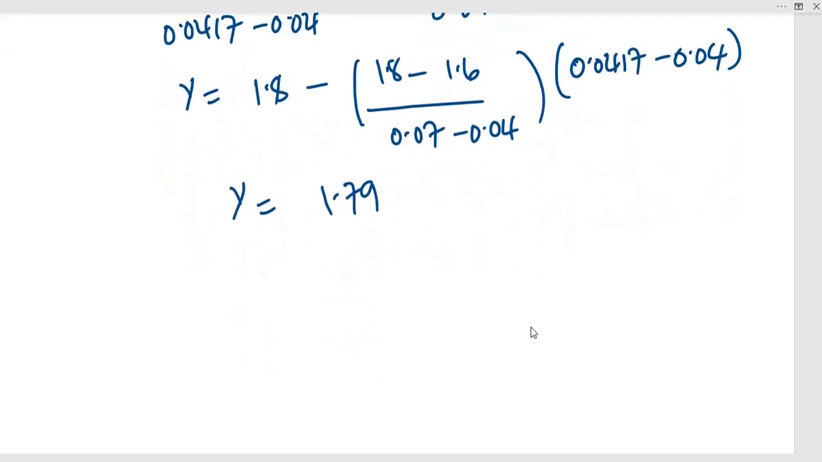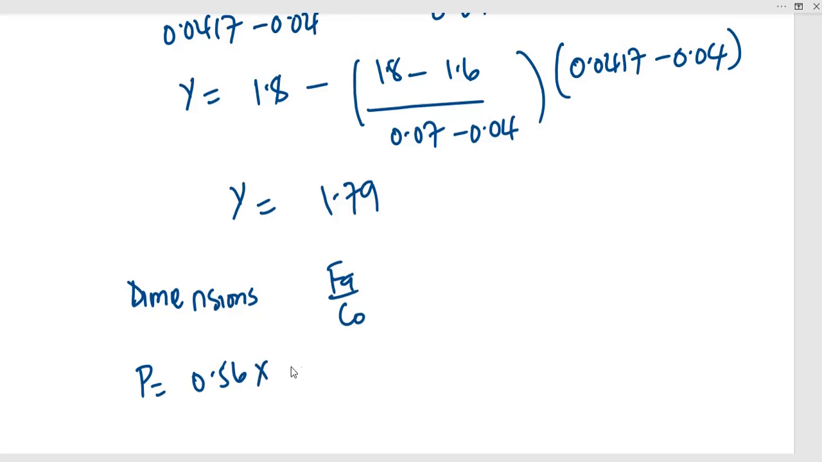So you can also tabulate your results and you have the dimensions. Then you have FA out of C naught. Then you can go ahead and calculate the value of C. Of course, after getting this, you can get P, which will be 0.56 times 3000, which is the radial load.